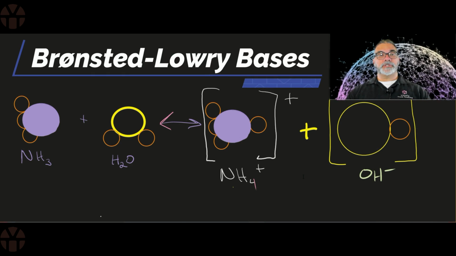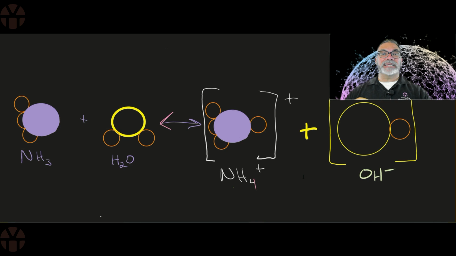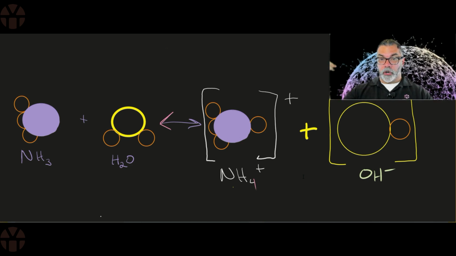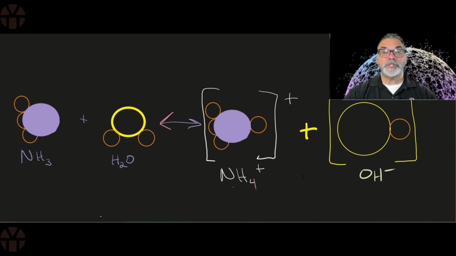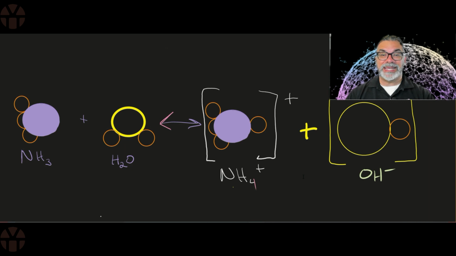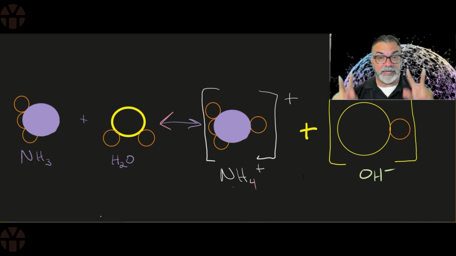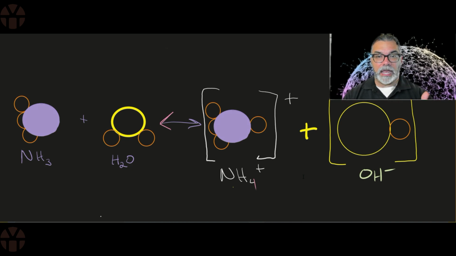And so if what we just saw in our acid was that the substance acted as a proton donor, in other words, it was giving up the hydrogen nucleus, when we talk about a Bronsted-Lowry base, what we're now going to see is that the substance in question, the one acting as a base, is going to be accepting a proton.